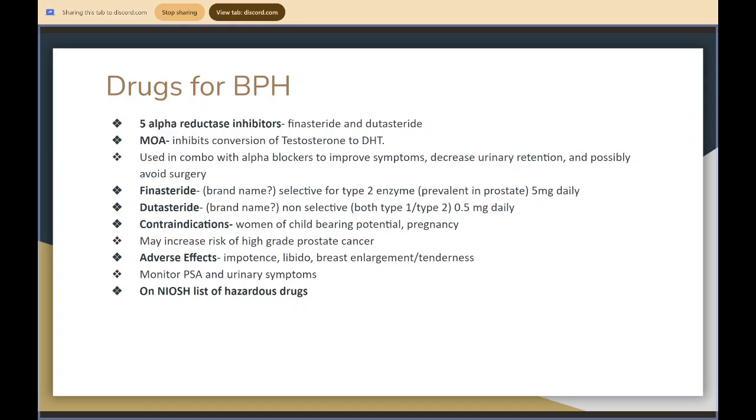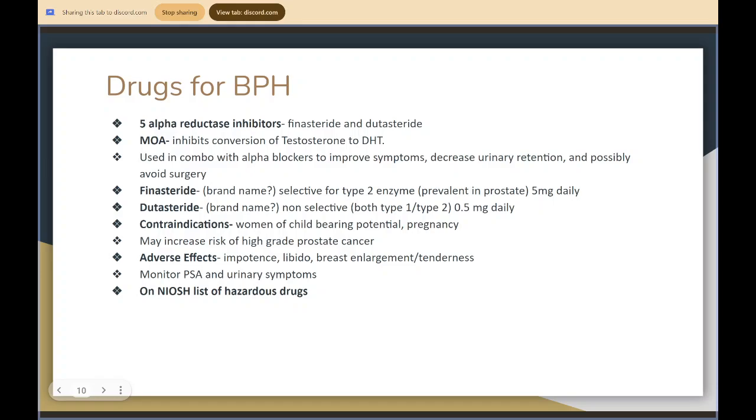So, finasteride, we'll wait on the brand name, is selective for the type 2 enzyme, which is prevalent in the prostate, and we do 5 milligrams daily. Dutasteride is going to be non-selective. It's both type 1 and type 2. We use 0.5 mg daily.